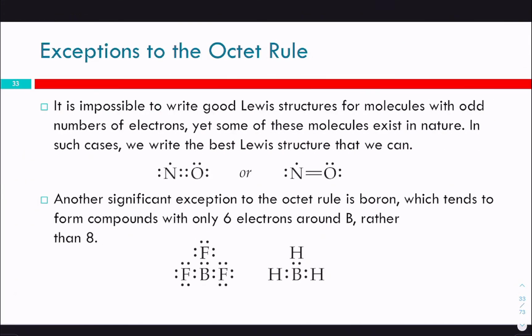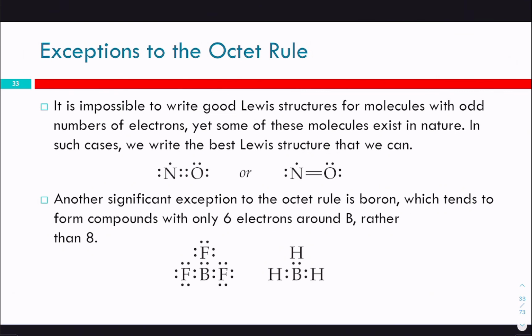Which brings us to this exception to the octet rule. It's impossible to write good Lewis structures for molecules with odd numbers of electrons, because you can't have all the pairs. There are molecules that do have odd numbers, and in those cases, you just write the best Lewis structure possible. So, nitrogen monoxide.